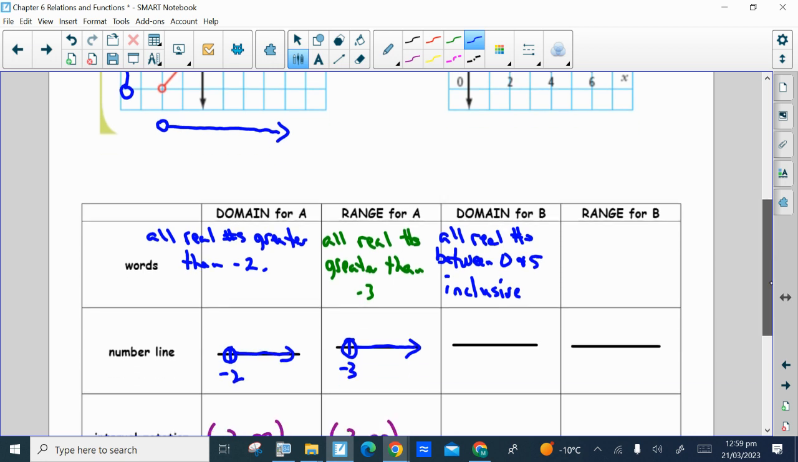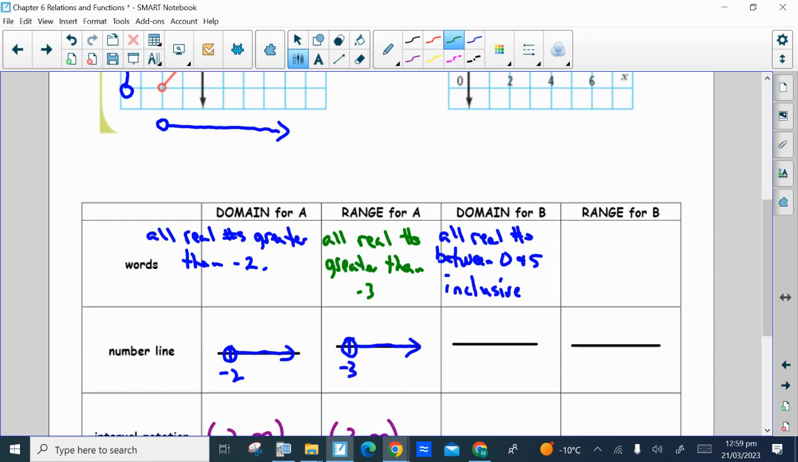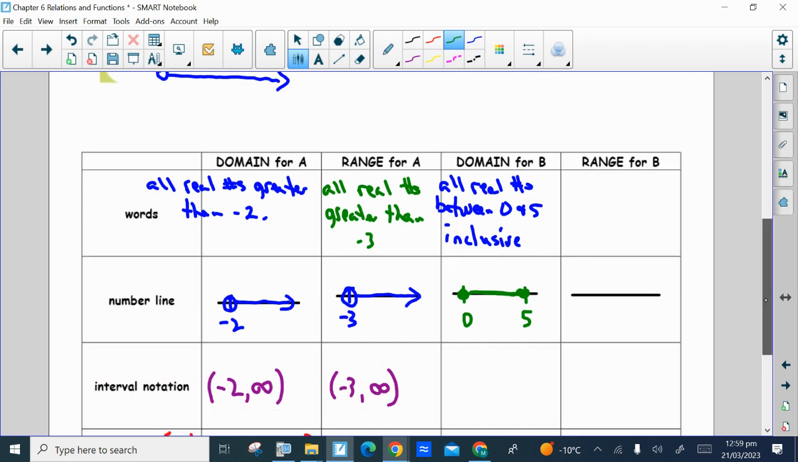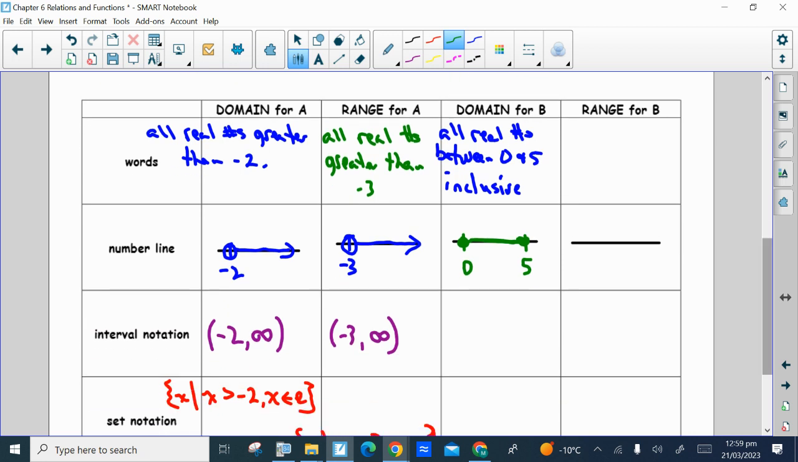And if I just continue down and finish off the rest of the domain, I'm going from 0 on the number line to 5 on the number line. They're both included. So that's a closed dot. And we have a line in between them. That shows all real numbers between 0 and 5 inclusive. Interval notation. The 0 is included as well as the 5, so we use square brackets. Remember, it's always smallest to greatest.